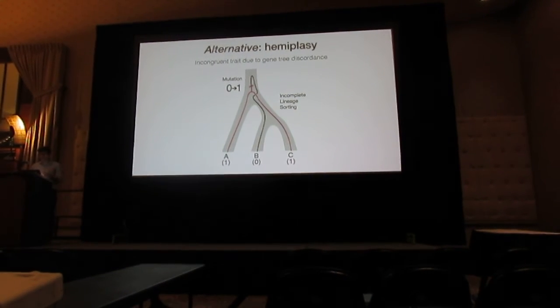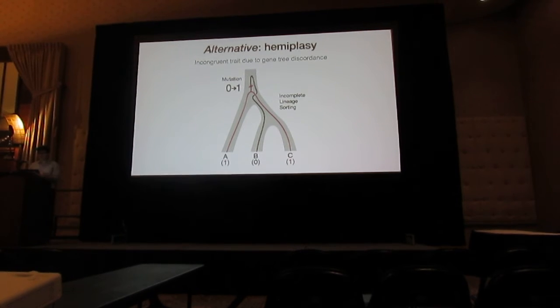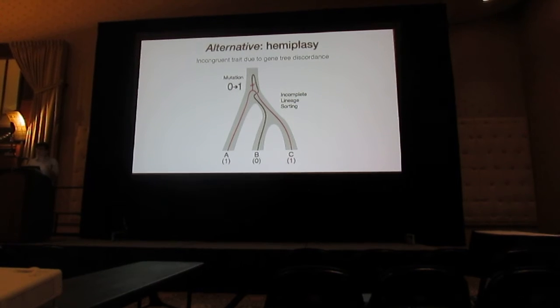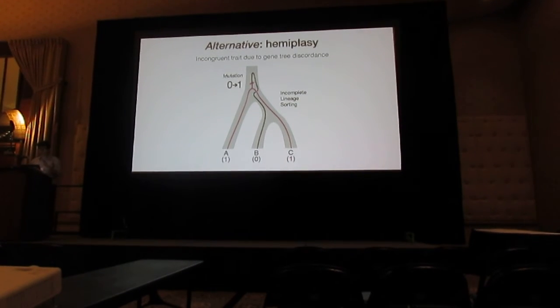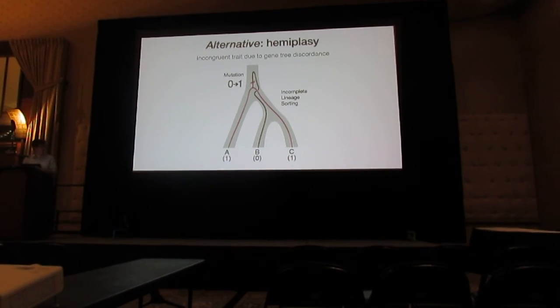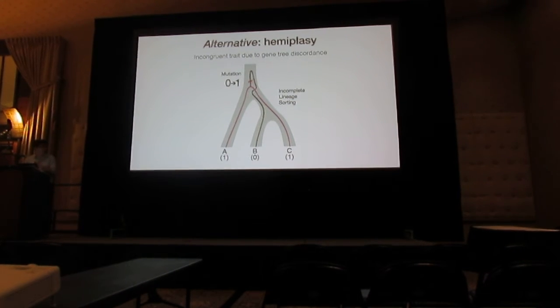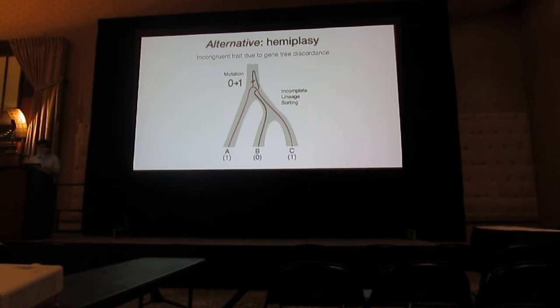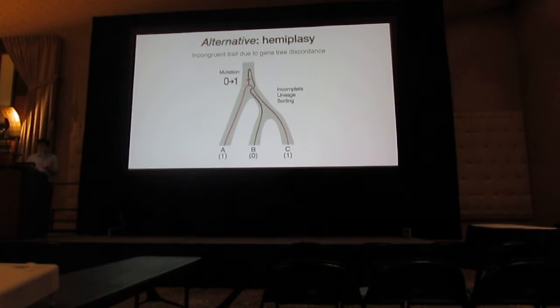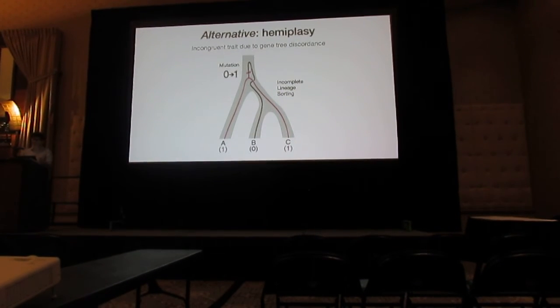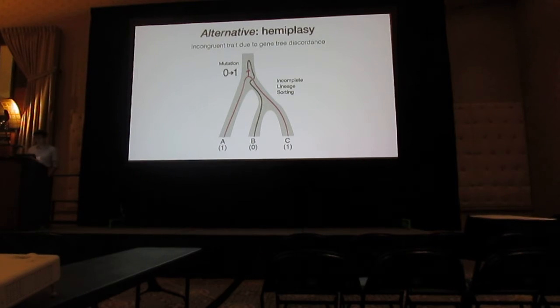And one of the sources of this incongruency is incomplete lineage sorting. It can also happen through, for example, introgression or HGT, whatever you want to call it, but we're going to stick for now to this very simple scenario of the lack of coalescence between B and C in their ancestor, that then allows for A and C to find themselves with the most recent common ancestor before B comes in.